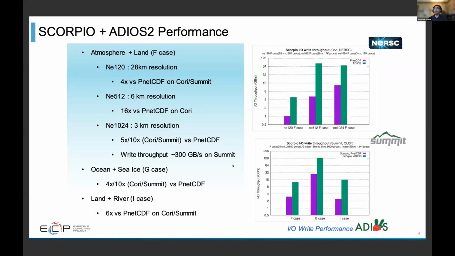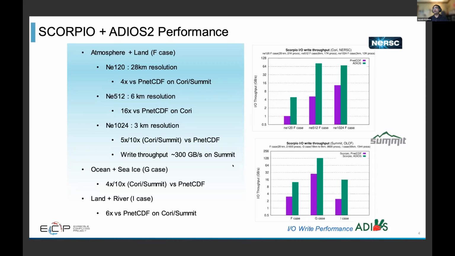On the right, you can see the I/O performance of E3SM with ADIOS 2. On the top, the results are from Cori, and the results at the bottom are from Summit. As you can see, we have tried atmosphere, land, and ocean simulations with multiple resolutions and configurations using ADIOS. And depending on the system and configuration, we get a 4 to 16 times performance improvement compared with the next fastest library that we use. That's pnetcdf, the parallel netcdf library.